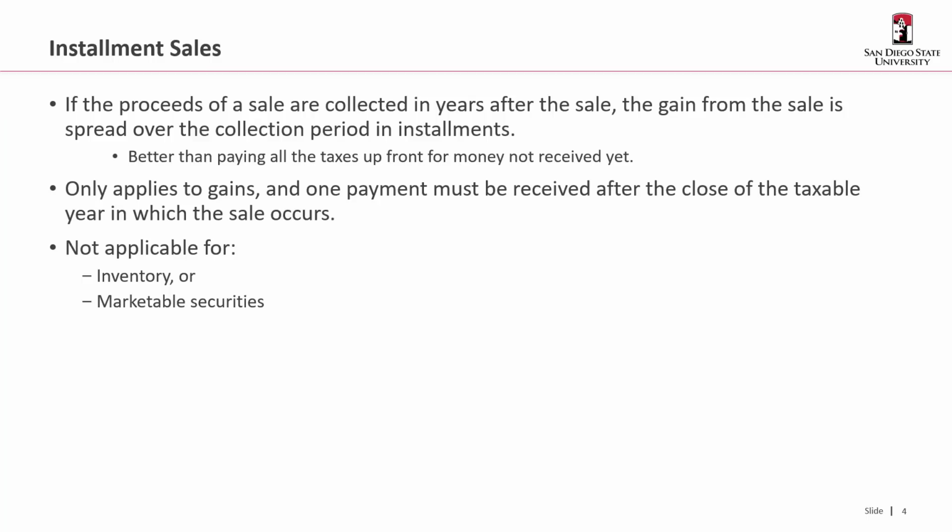So this installment sale treatment only applies to gains. The idea that you defer your losses is a little bit crazy anyway. And at least one payment must be received after the close of the taxable year in which the sale occurs, or else there are no installments. And you may not apply the installment sale treatment to inventory or marketable securities.